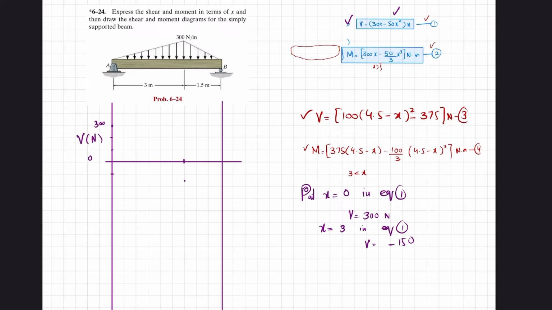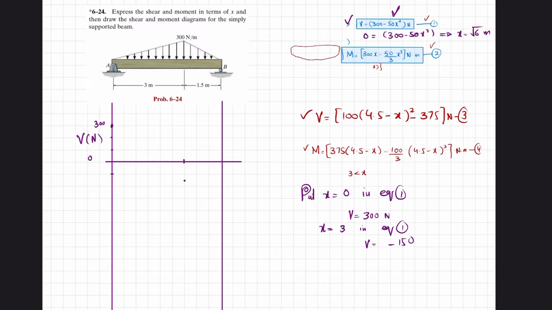This shear force will be a second degree equation, but we do not know. So we will find the place where the shear force will be 0, because you can see that in between these 2 points shear force will be 0. So if you put v is equal to 0, and that is equal to 300 minus 50x square, so from here you will get x is equal to under root 6 meter.